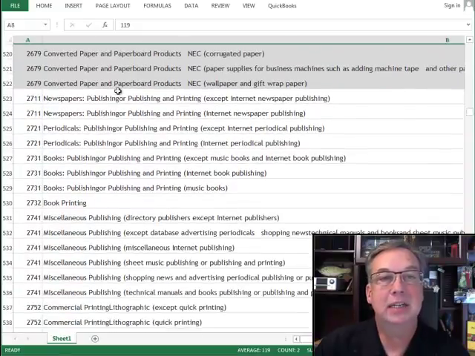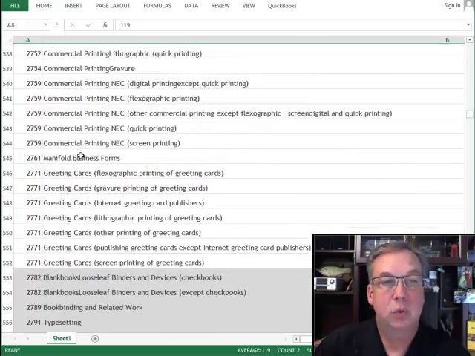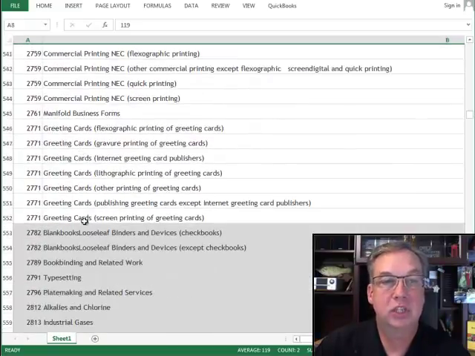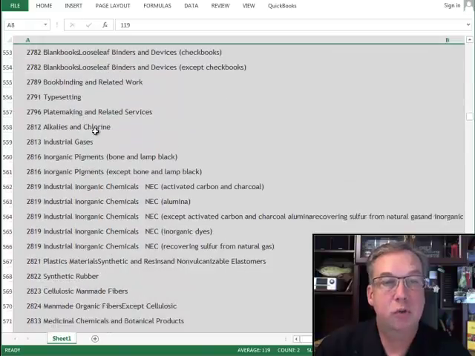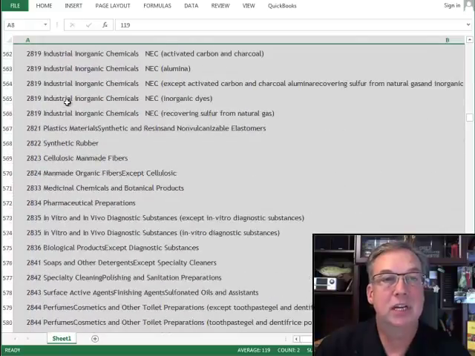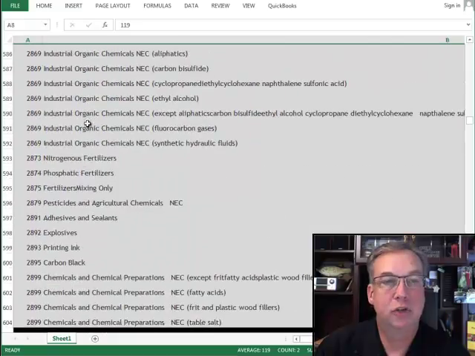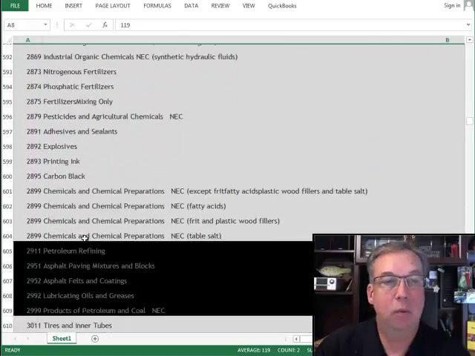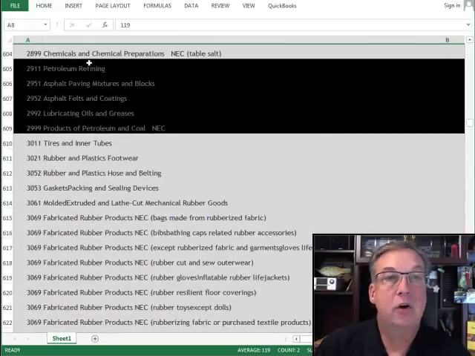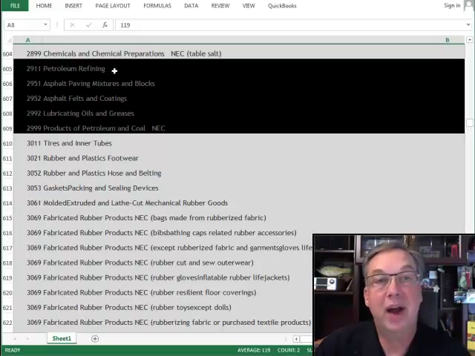And look, we're going to get into some other things like newspapers and publishing. So for this, we're going to maybe market to those in this scenario. And here's another group that we're not going to market to. Look, all these in industrial chemicals, nitrogen fertilizers, printing ink, carbon blacks. And look, here's a couple black. Petroleum refining, asphalt paving, lubricating oils and greases. Not companies that we typically will market to.